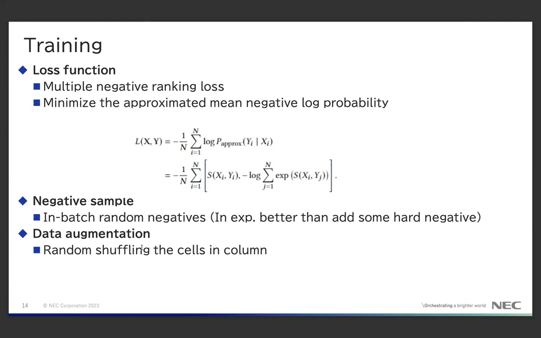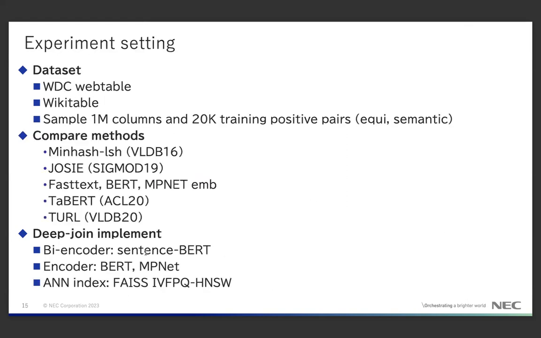And for data augmentation, we also randomly shuffle the cells in the columns, to create different kinds of training data. And here is the experiment setting. We use 2 datasets, the WDC web table dataset and the Wikitable dataset. We sample 1 million columns from each of the 2 datasets as the search target. And we also sample 20,000 training positive pairs, like equi-join pairs or semantic join pairs. The semantic join pairs are calculated by the record similarity in word embedding.